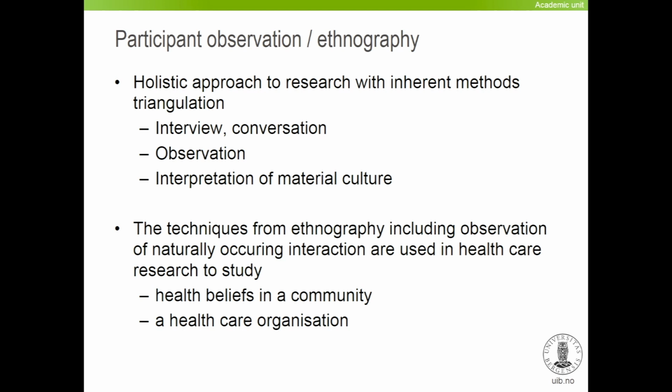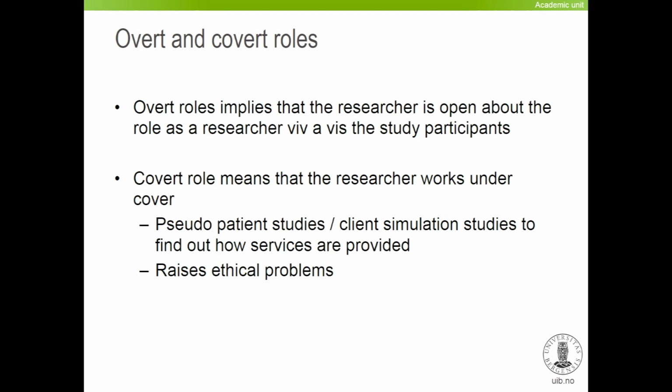It could be, for example, studying health beliefs in a community, or it could be studying a healthcare organization or care provided by that healthcare organization. We talk about overt and covert roles in observation. An overt role implies that the researcher is open about the role as a researcher vis-à-vis the study participants. A covert role, on the other hand, means that the researcher works undercover.